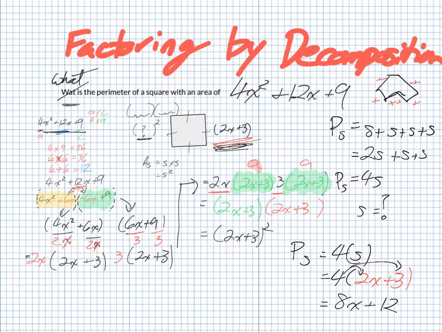Perfect. Great. No units or anything, but we now know the perimeter of this square is 8x plus 12, and we know that the side length is 2x plus 3, and we originally knew the area. They told us that a bit earlier.